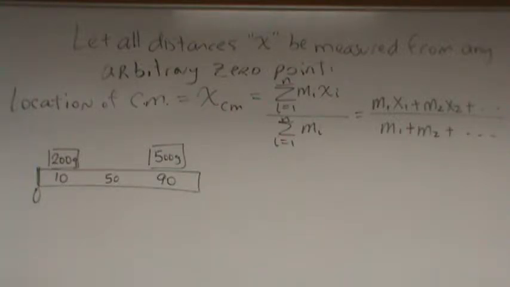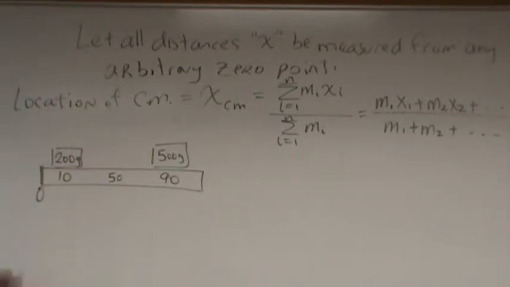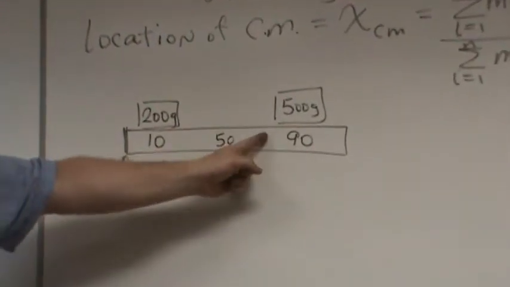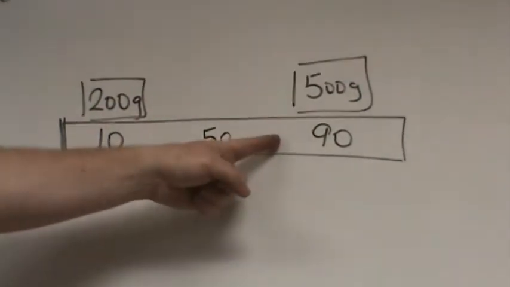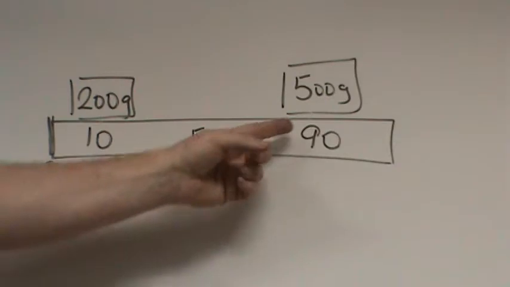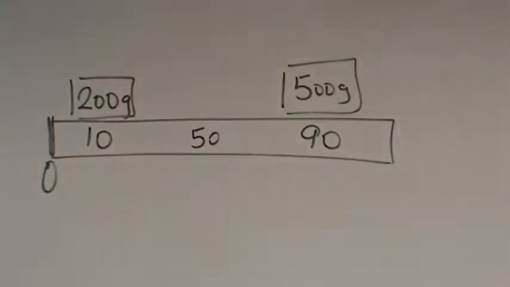Well, you tell me, halfway in between them is 50. But this is 500 grams and that's only 200 grams. So where would you expect the center of mass to be? On this side of the 50 or that side of the 50? How many people say that side of the 50? Okay, good for you guys, because there's more mass there. So the center of mass would be driven to the right by the fact that there's more mass there.